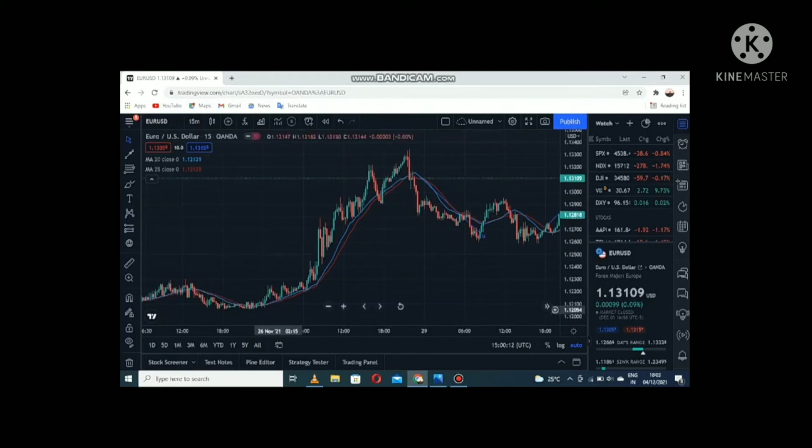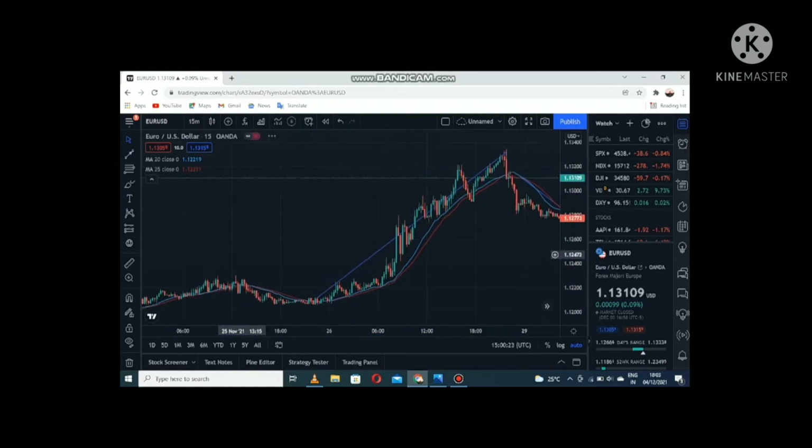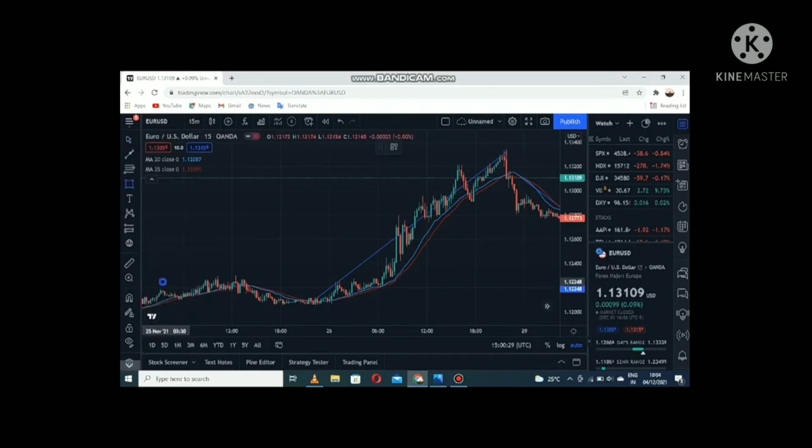So let's check this out. We have a crossover there, with the blue one crossing above the red one, so we're gonna ride the market up to there. The trend continues and continues. So whenever those two moving averages cross, just know it's time to take action.